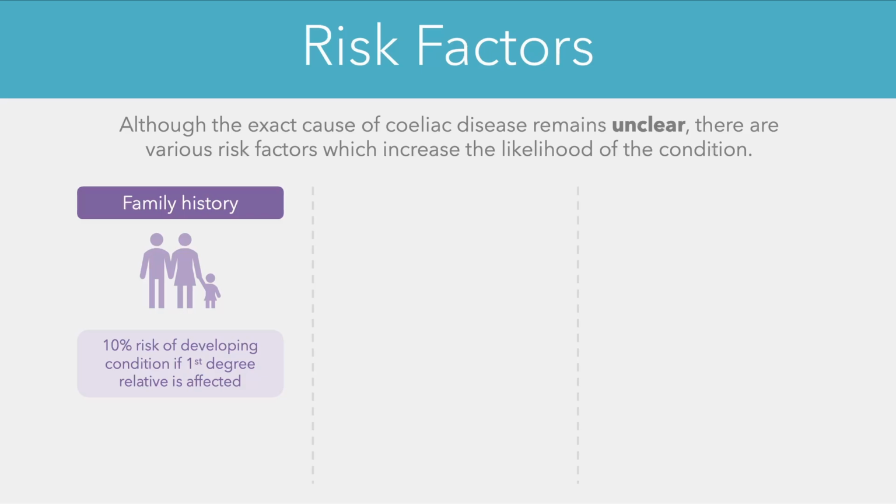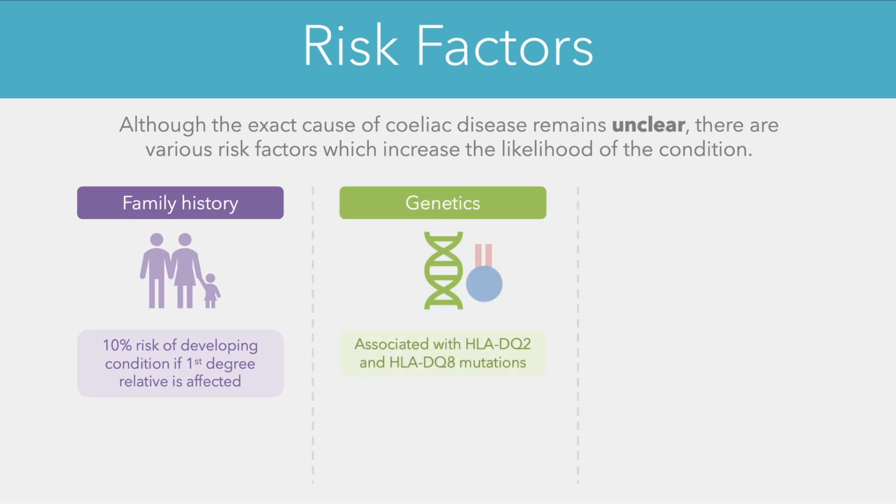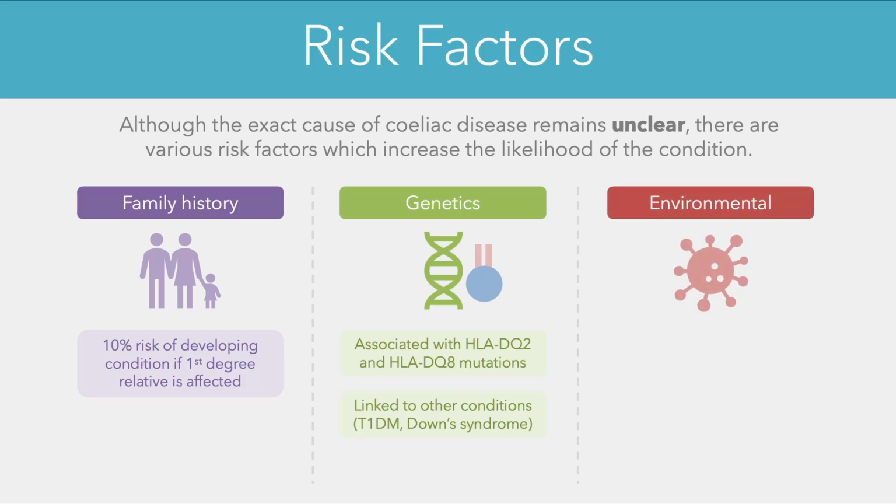In addition to this, there does appear to be a genetic element too, where we have the HLA-DQ2 and HLA-DQ8 versions of the genes, which are associated more heavily with celiac disease. There does also appear to be a link with other conditions, such as type 1 diabetes and Down syndrome, where individuals who have these conditions are more predisposed to having celiac disease as well. Finally, there can be some environmental factors as well, including early rotavirus exposure, or if gluten is introduced into the diet too quickly, at an age of less than 6 months.